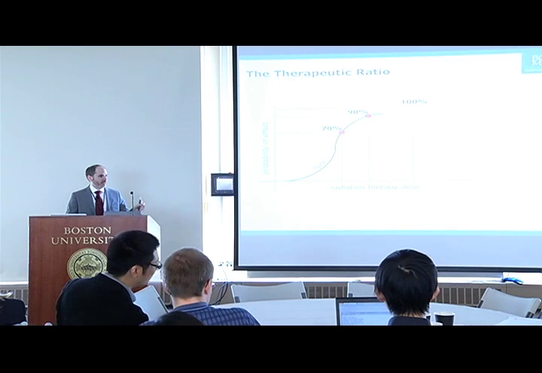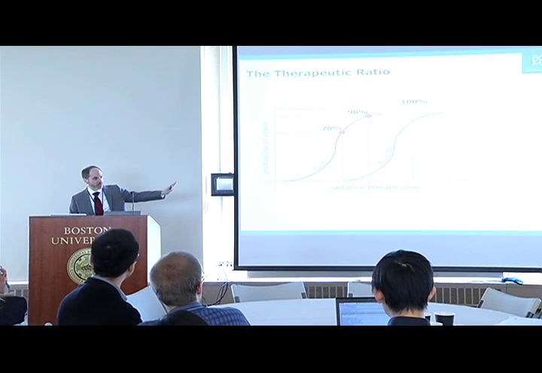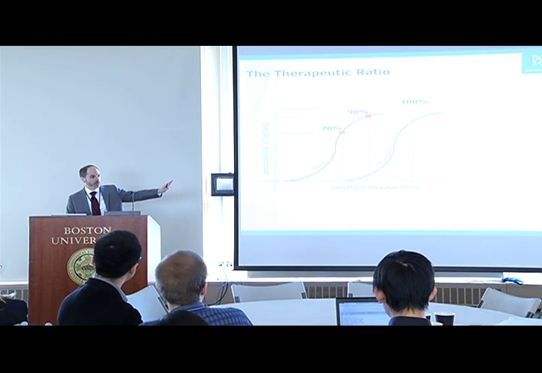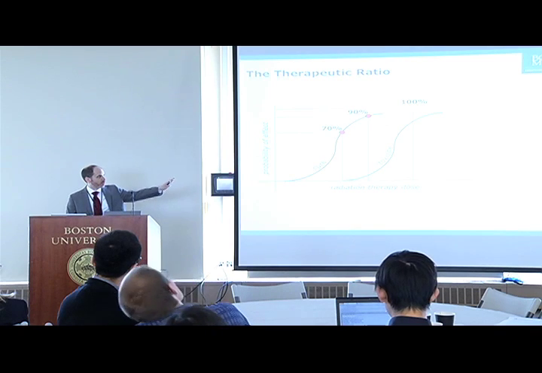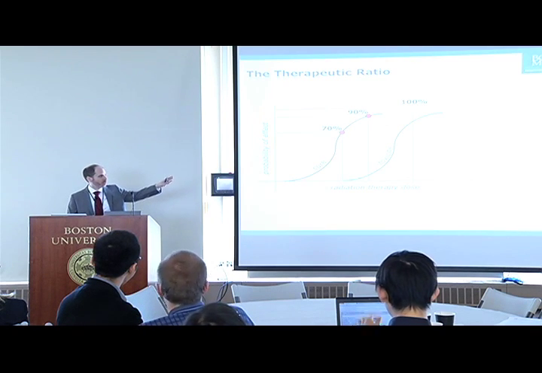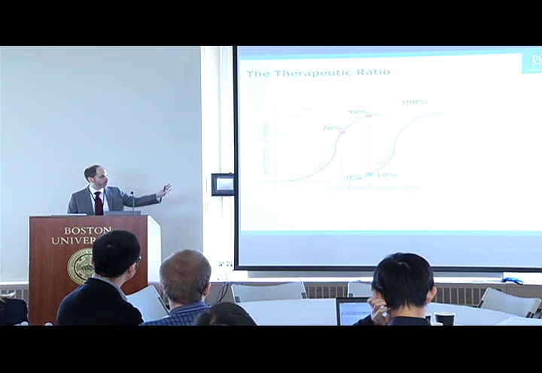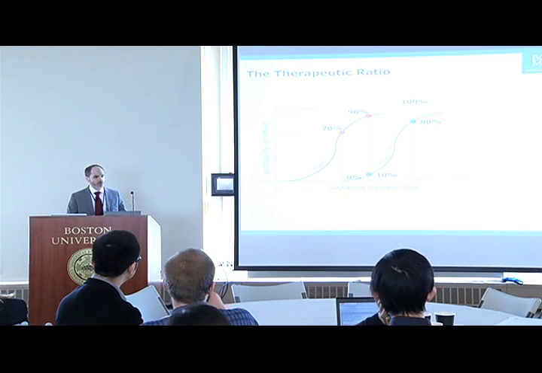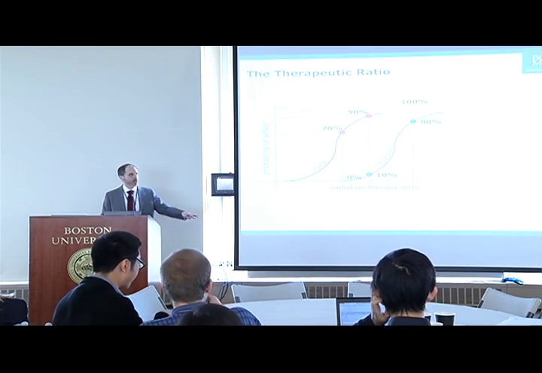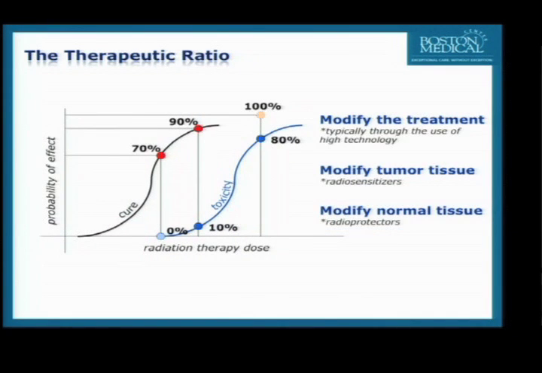So what would we like to do? We'd like to shift that curve off that way. Because what that does is, for each one of these probabilities of cure, you have a lower chance of toxicity. So all of those chances of toxicity come down. So how do we accomplish that? Well, you can modify the treatment. And in radiation oncology, typically we do this with technology, and a lot of what I'll talk about is going to be about that technology.